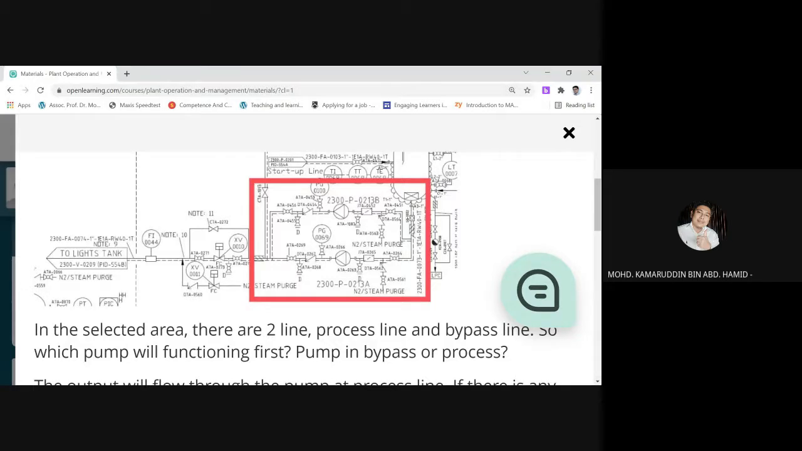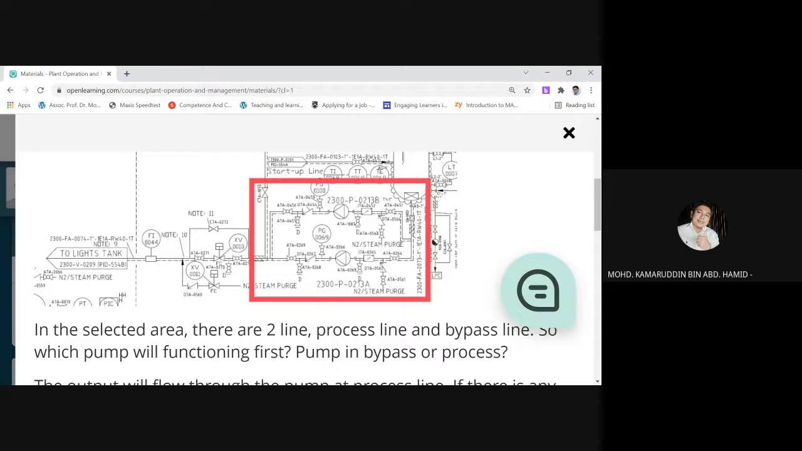Okay? Including the control valve. Control valve pun will be turned into manual action. Sebab you not shutting down. Yang you akan pakai bypass bila you buat maintenance of the process line ataupun process pump. Okay? Bila you nak buat maintenance saja.